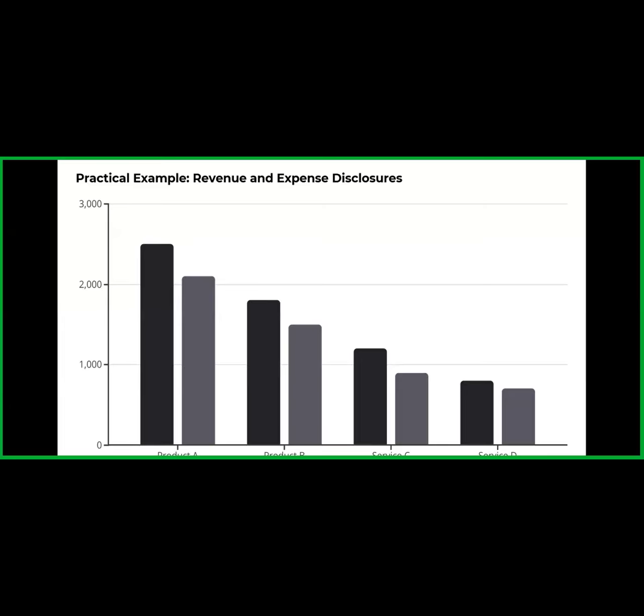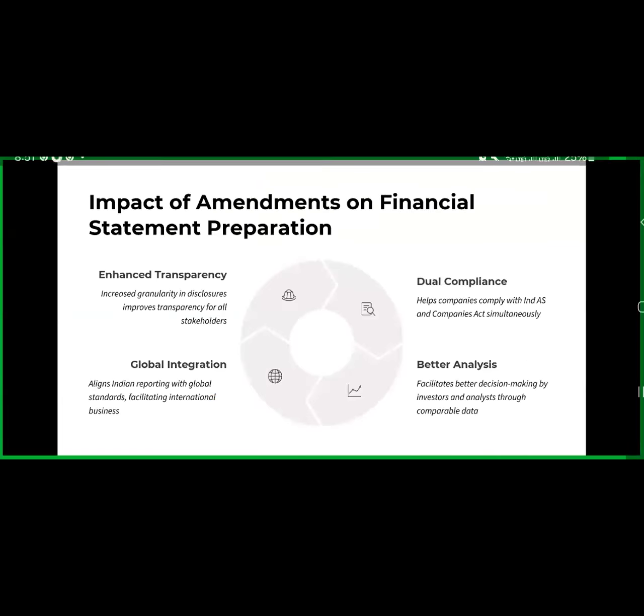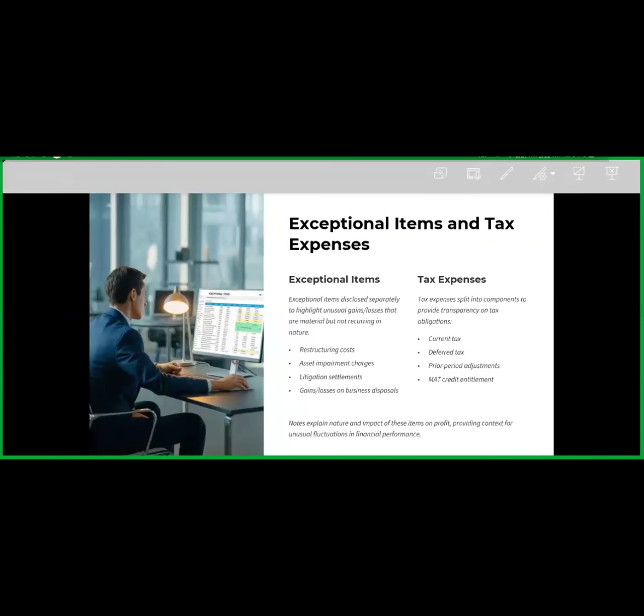So this is the type of note. If this note is not in the financial statements, then we don't have that information. These disclosures are some examples that we take to understand the notes. Now we will look at what the exceptional items and the tax expenses are.